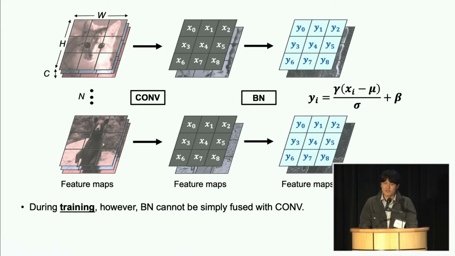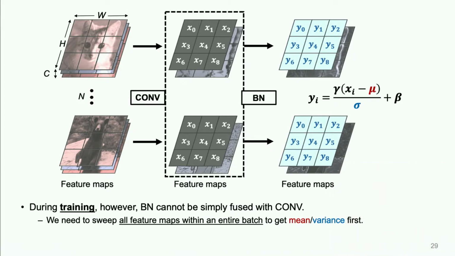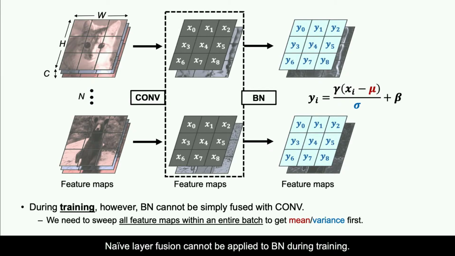However, in the training case, such fusion is not possible. The main reason is that BN is no longer an element-wise operation in the training process, because we have to compute mean and variance per channel in this BN. In order to compute mean and variance, as they depend on every image in a mini batch, we need to sweep the entire mini batch multiple times before normalization. This kind of data dependency within a batch requires off-chip memory accesses, making naive layer fusion less effective on BN during training.